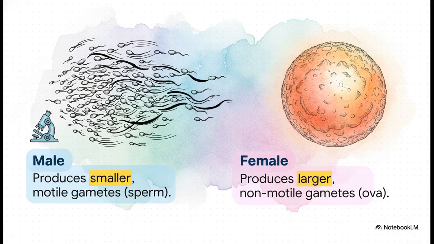And this gets right to the heart of it. By a universal scientific convention, the individual that produces the small, mobile gametes, sperm, is defined as the male. And the one that produces the large, stationary gamete, the egg or ovum, is defined as the female. Seriously, that's it. This one single difference in the size of a cell is the biological bedrock for everything else we're going to talk about today.